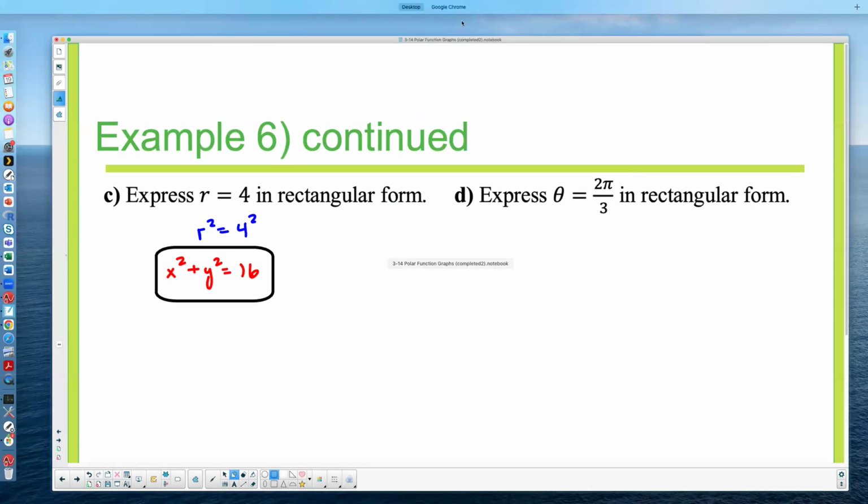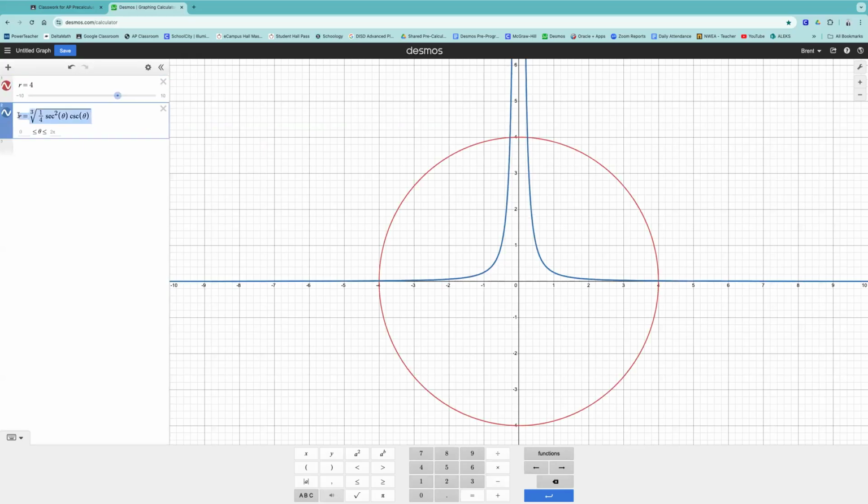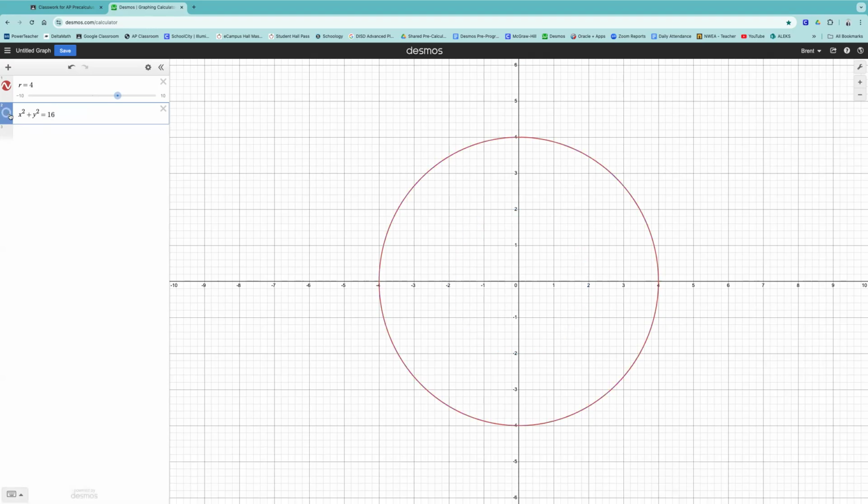And I can show you that. So we have r equals 4, and then x squared plus y squared equals, not 4, 16 now. And notice those two graphs are exactly the same. So we got that one right.